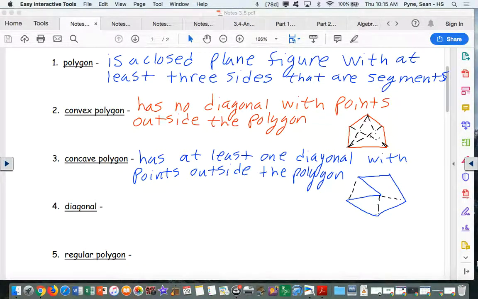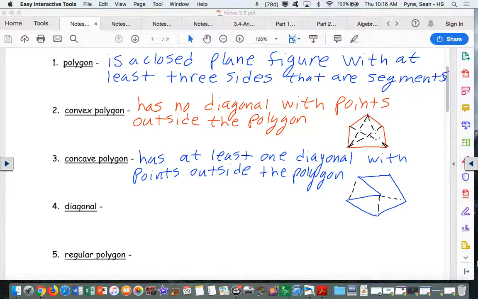Is there going to be a word bank when we have a test on this? No. Yeah, that's a no. You just gotta remember the type names.